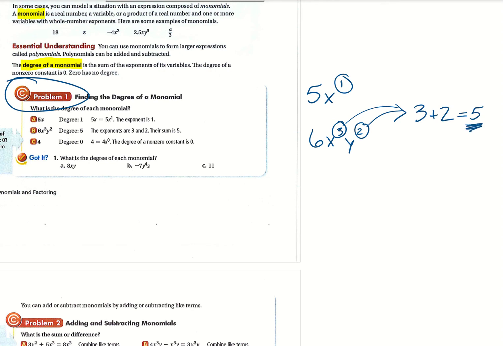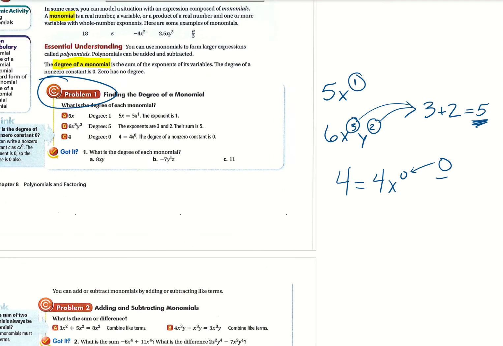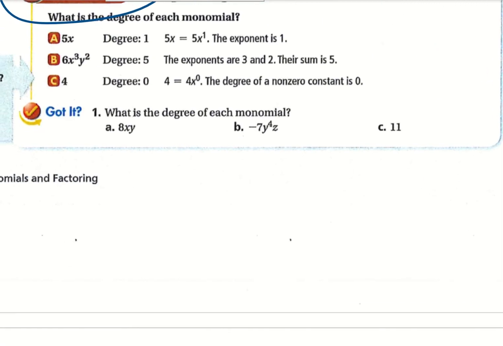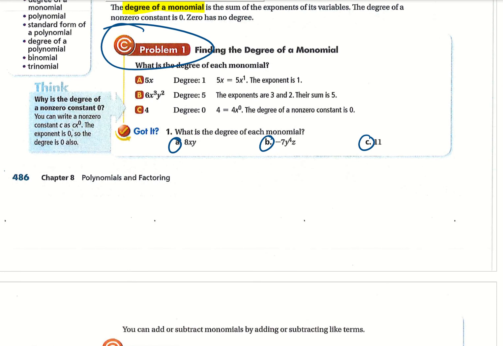And then lastly, the degree for C, which is 4, would be 0. That's because, as we showed earlier, 4 is the same thing as 4x to the 0, and the degree of that is just 0. So that's pretty much it for problem 1. When we look at degrees, I want you to go ahead and try out A, B, and C on your own. Go ahead and do all three of them, and after that, we will move on.